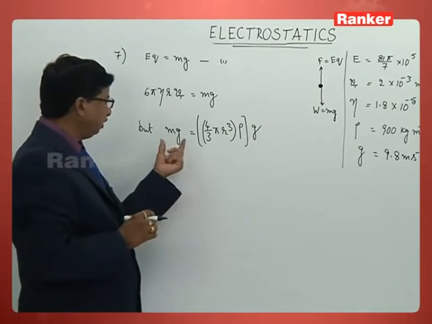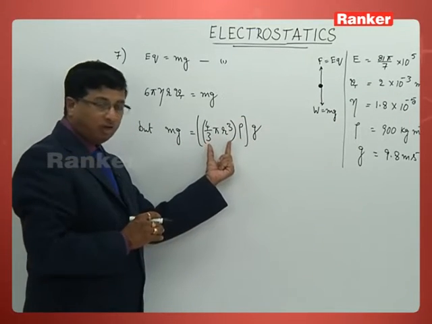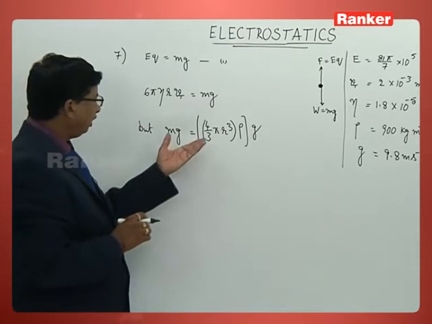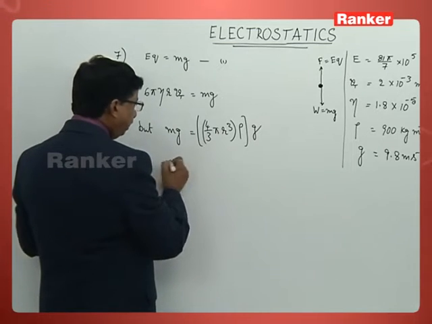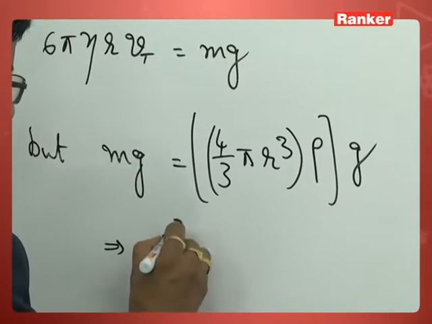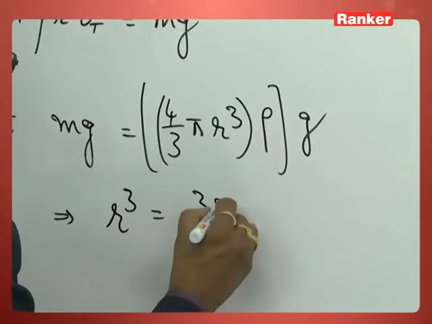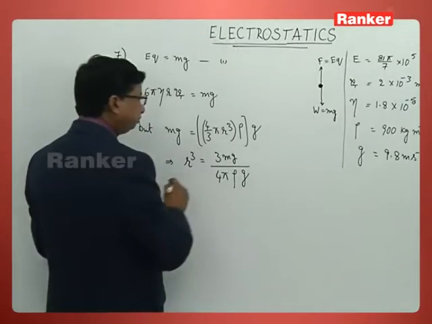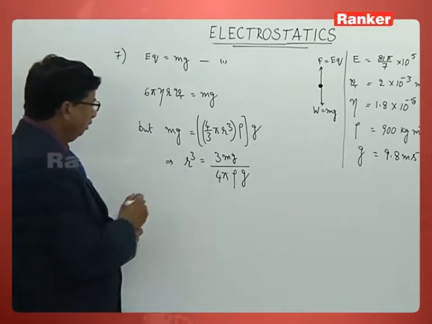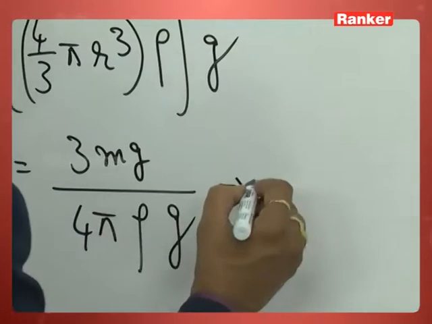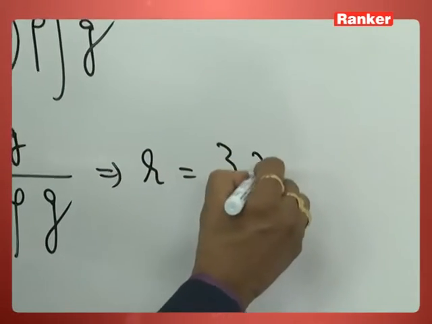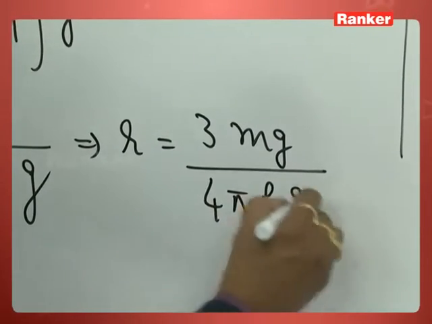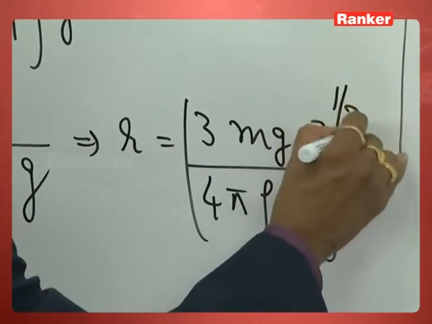Why have I written it like this? You can understand weight is nothing other than volume into density into acceleration due to gravity. So from this I directly can think that r cube is equal to 3 mg by 4 pi rho g. From the same equation, you can now write r is equal to 3 mg divided by 4 pi rho g whole power 1 by 3.